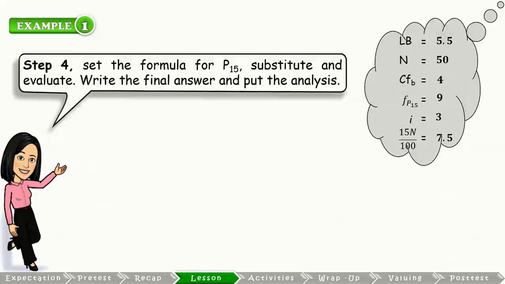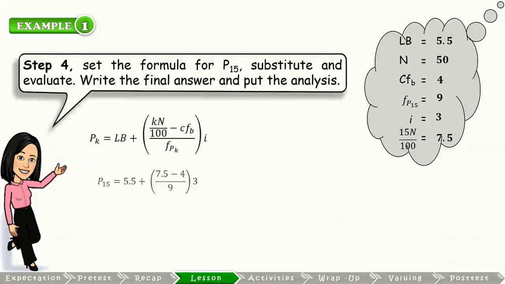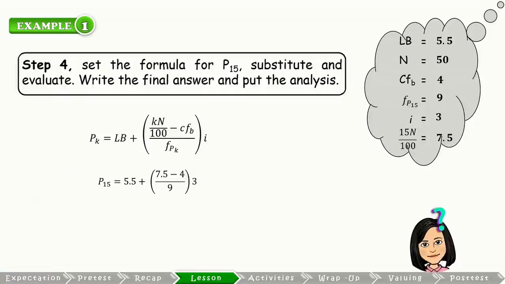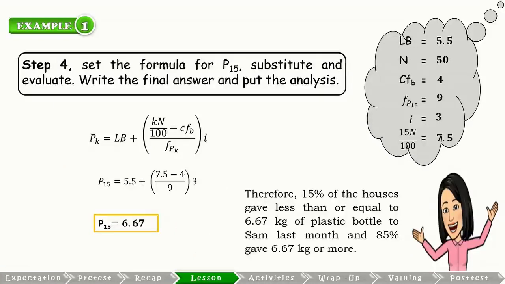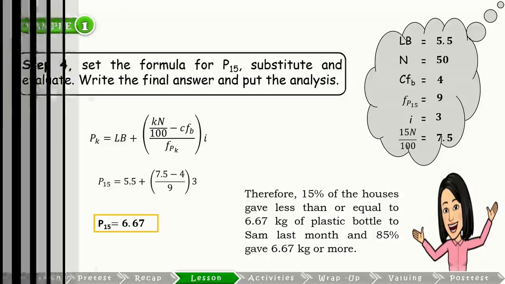For the last step, set the formula for P sub 15, substitute and evaluate. Write the final answer and put the analysis. And that gives us the answer of, correct, 6.67. Therefore, 15% of the houses gave less than or equal to 6.67 kg of plastic bottles last month, and 85% gave 6.67 kg or more.